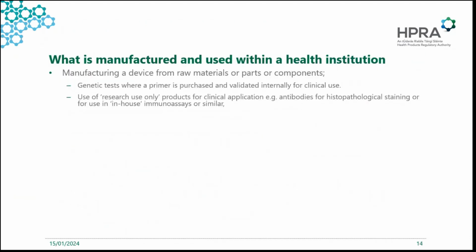So how do you actually go about making an in-house device, or what are the ways that your laboratory developed assay may qualify as an in-house device? So in the first instance, you might be making it from raw materials, parts, or components. So you might purchase a primer and then develop it into a genetic test, validate it internally for clinical use. And in that context, you could be creating your own in-house IVD.